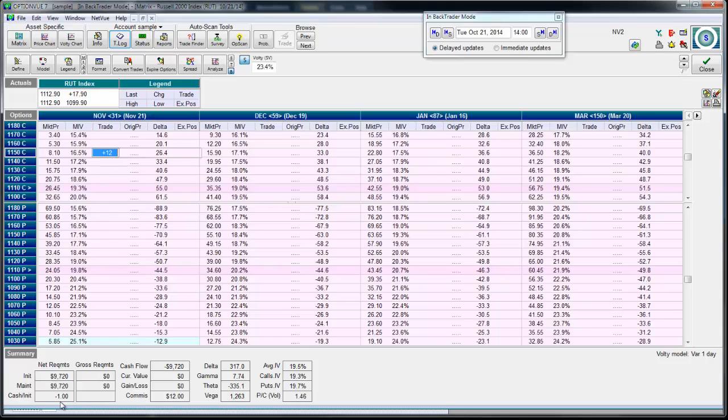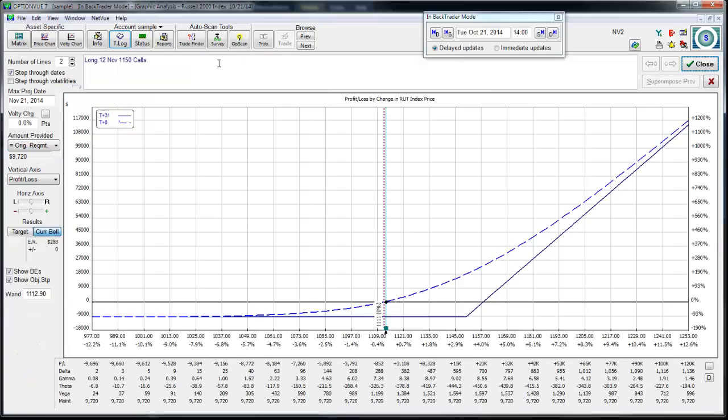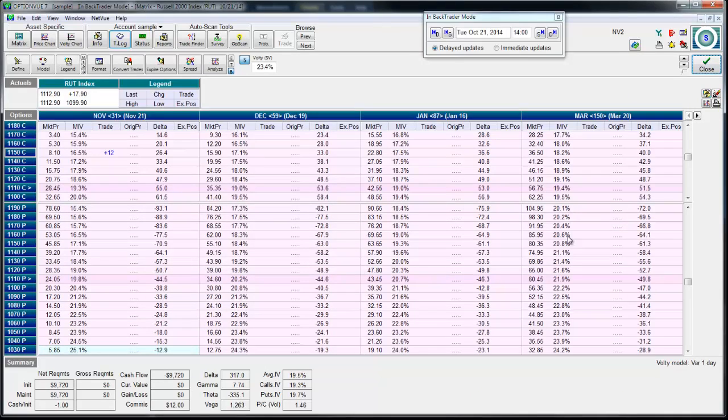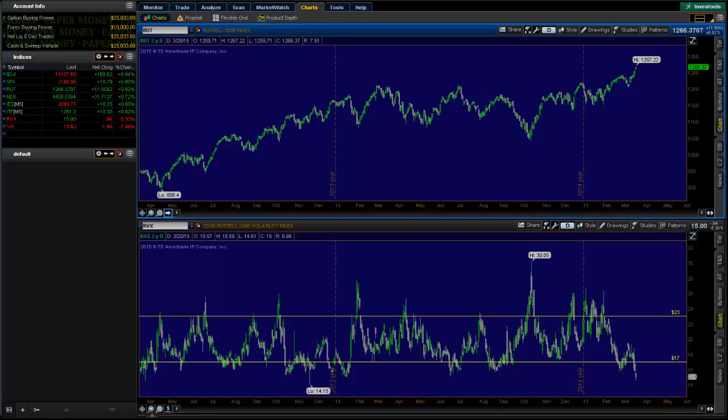So the position size for each one of these trades is going to be $10,000. I'll step through a few days at a time, and you'll notice right off the bat that the maximum risk is about $9,300 to $9,700. We've got unlimited potential to the upside. And this Vega, while you remember October 21st is this area right here, okay? High volatility environment.